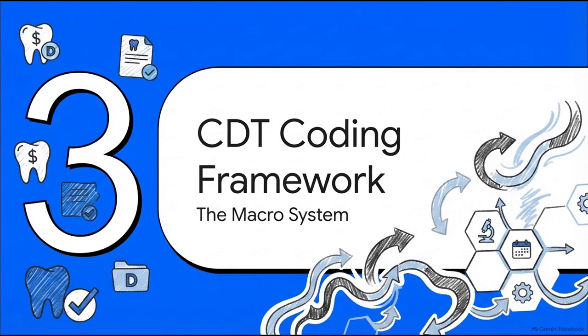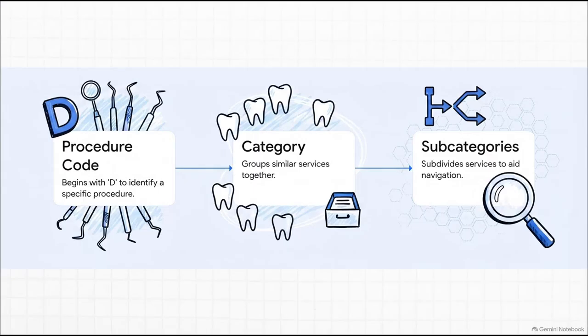Section 3, the CDT coding framework, the macro system. Okay, so every single CDT code entry is built on a very specific foundational logic. Step 1 is the procedure code itself. This is always a 5-character alphanumeric code, and it absolutely universally begins with the letter D. That D immediately signals to any payer or auditor, hey, we are dealing with a dental procedure. Step 2 is the category of service, which groups similar procedures together. And Step 3 involves subcategories. These just further subdivide the services to help you navigate through what is, let's face it, a massive code set.